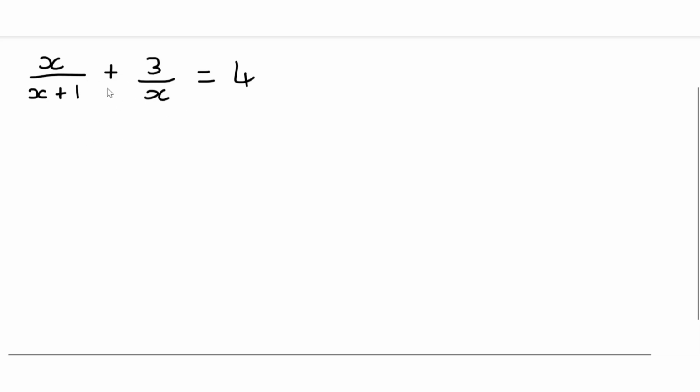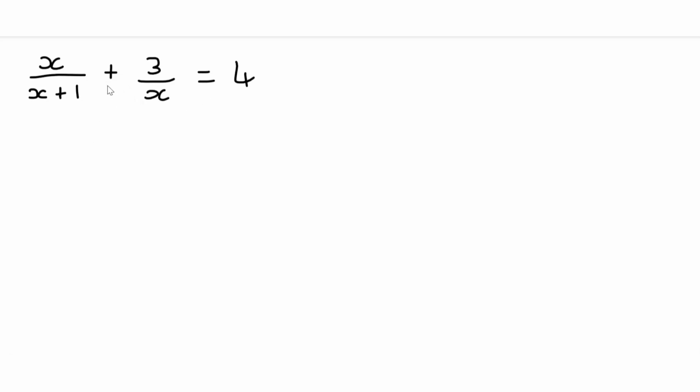We're looking to solve this equation for x. So what we want to try and do is get rid of these denominators, this x plus 1 and this x. If we can get it into some sort of equation we recognise, either a linear equation or a quadratic, at least we know how to solve those, so we can then attempt it from there.